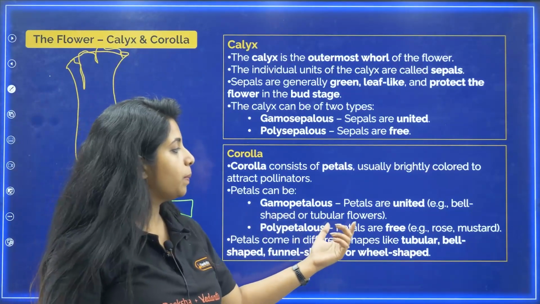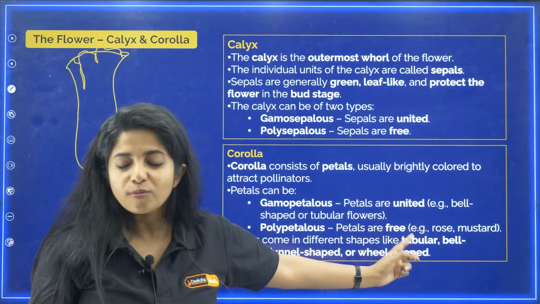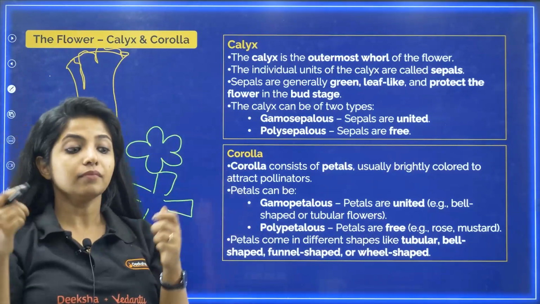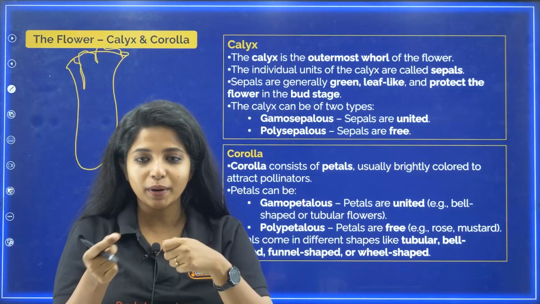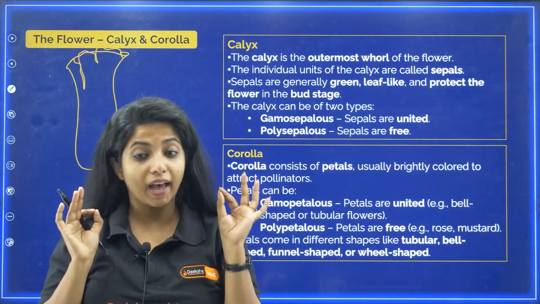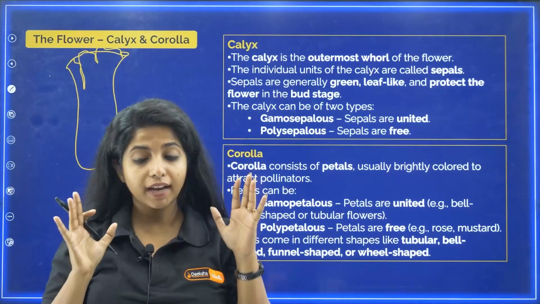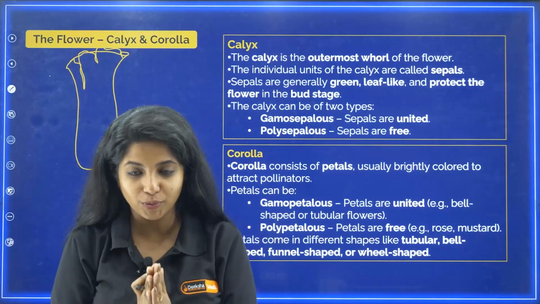And polypetalous, where the petals are free. Example, rose, mustard. You might have seen in the rose, he loves me, he loves me not. That thing happens, right? This is just for you to have some entertainment while studying, okay? Don't think I am advising you for something else. Please don't do anything like that.